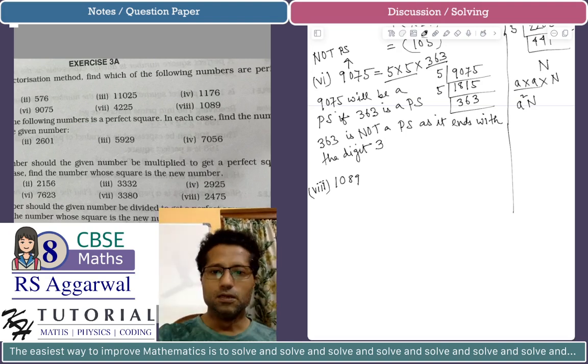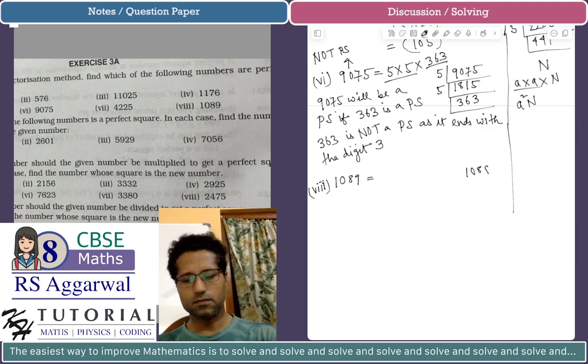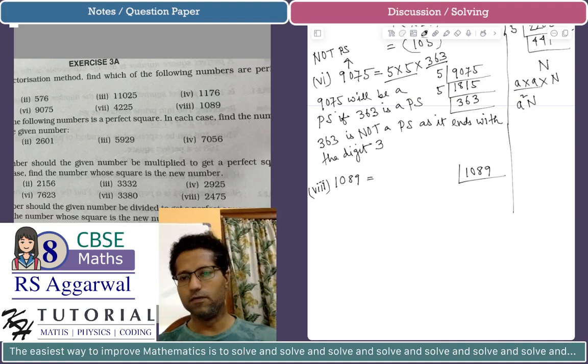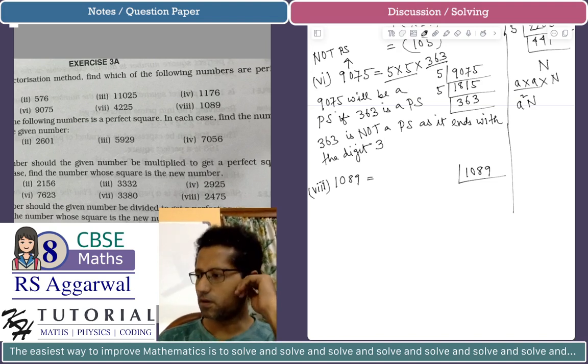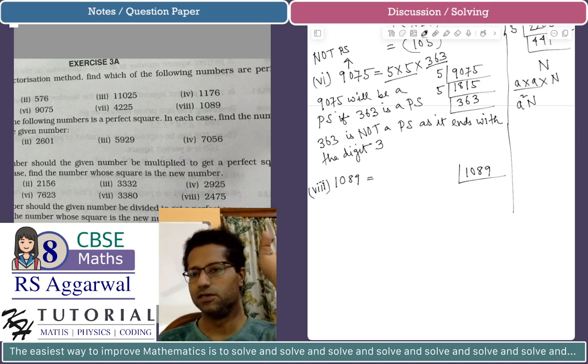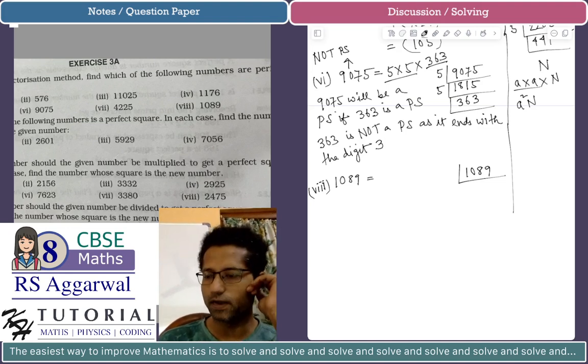Where is my pen? Okay, so 1089. Let's see what is the prime factorization of 1089. Will this divide by 9? Will this divide by 3? There are some concepts from the chapter Playing with Numbers, where you can say just by looking at the last two digits or the last three digits or even the last digit or even the sum of the digits whether this whole number is divisible by 3, 4, 5, 6, 7, 8, 9, 10.